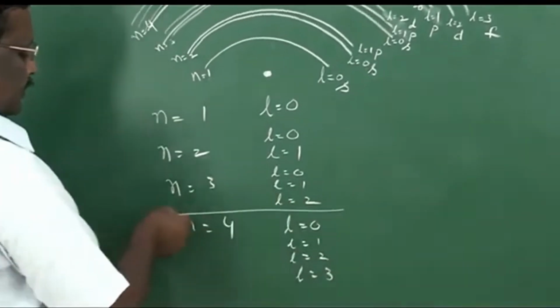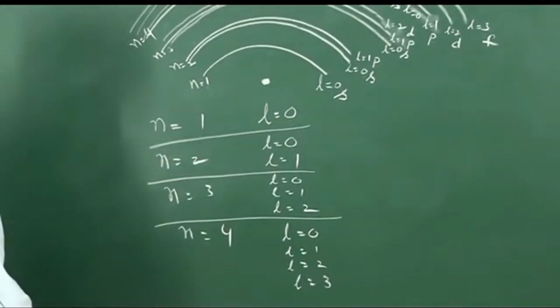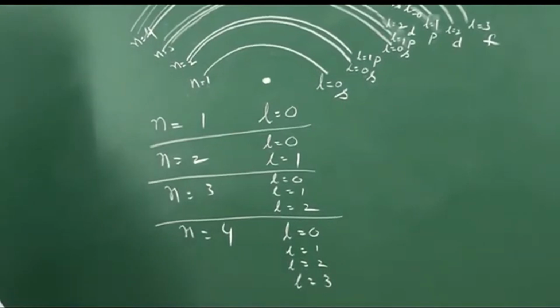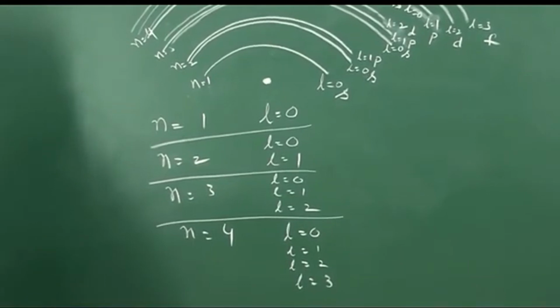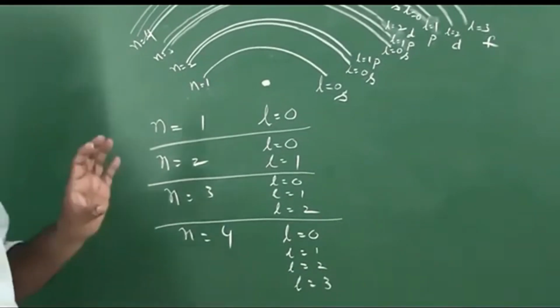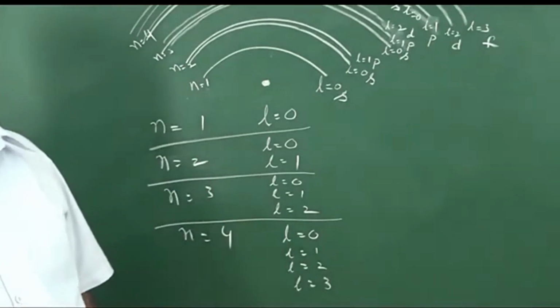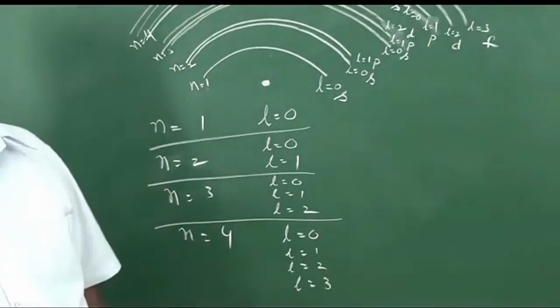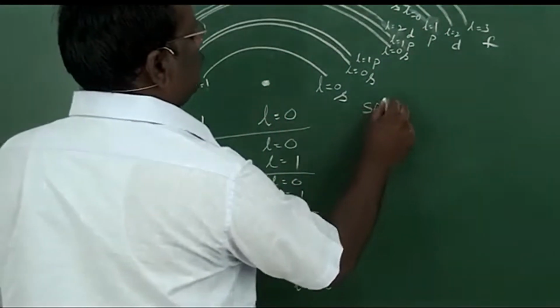And this quantum number is also called the angular momentum quantum number. This quantum number explains the shape of the orbitals. If l is equal to 0, the shape of the orbital is spherical.